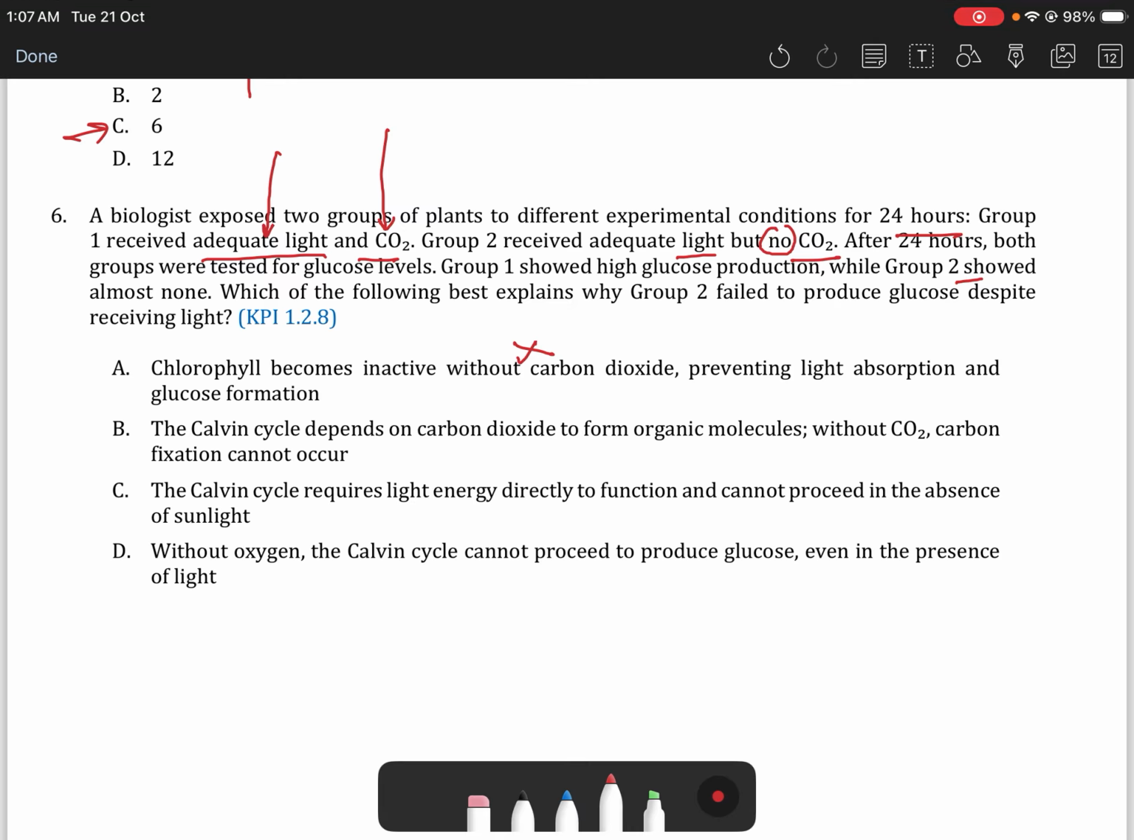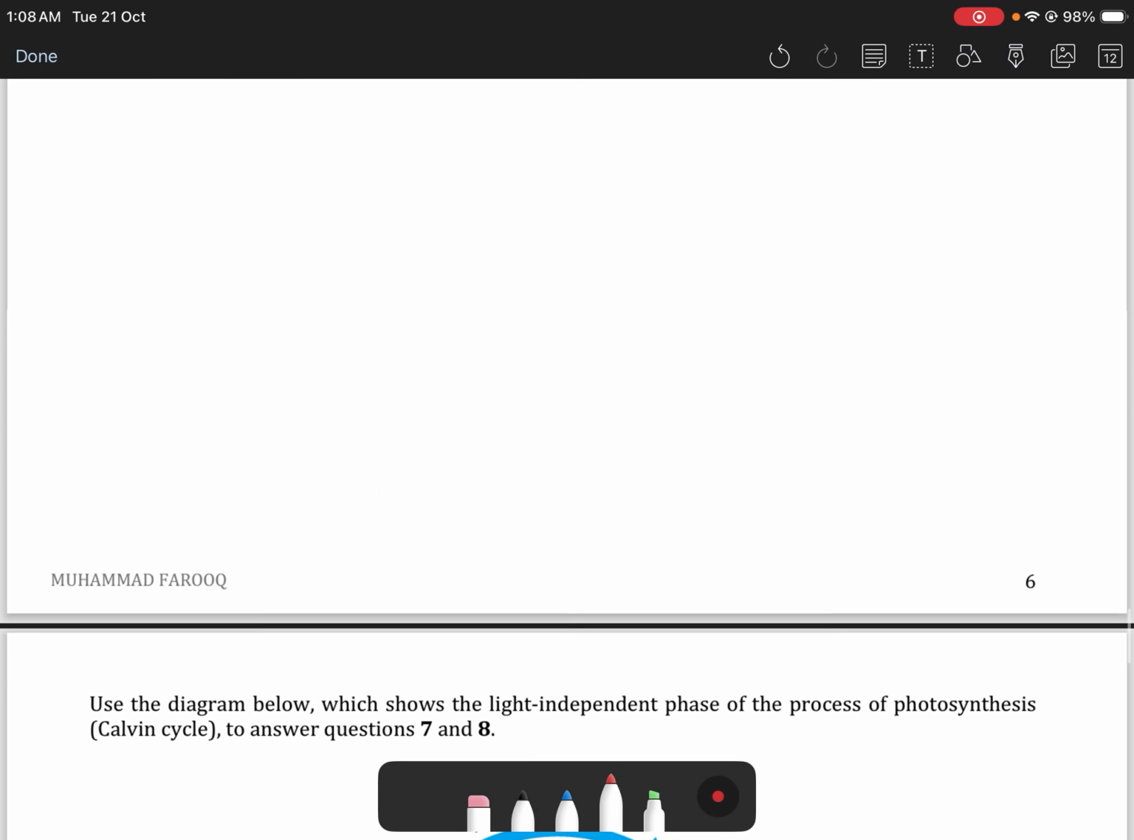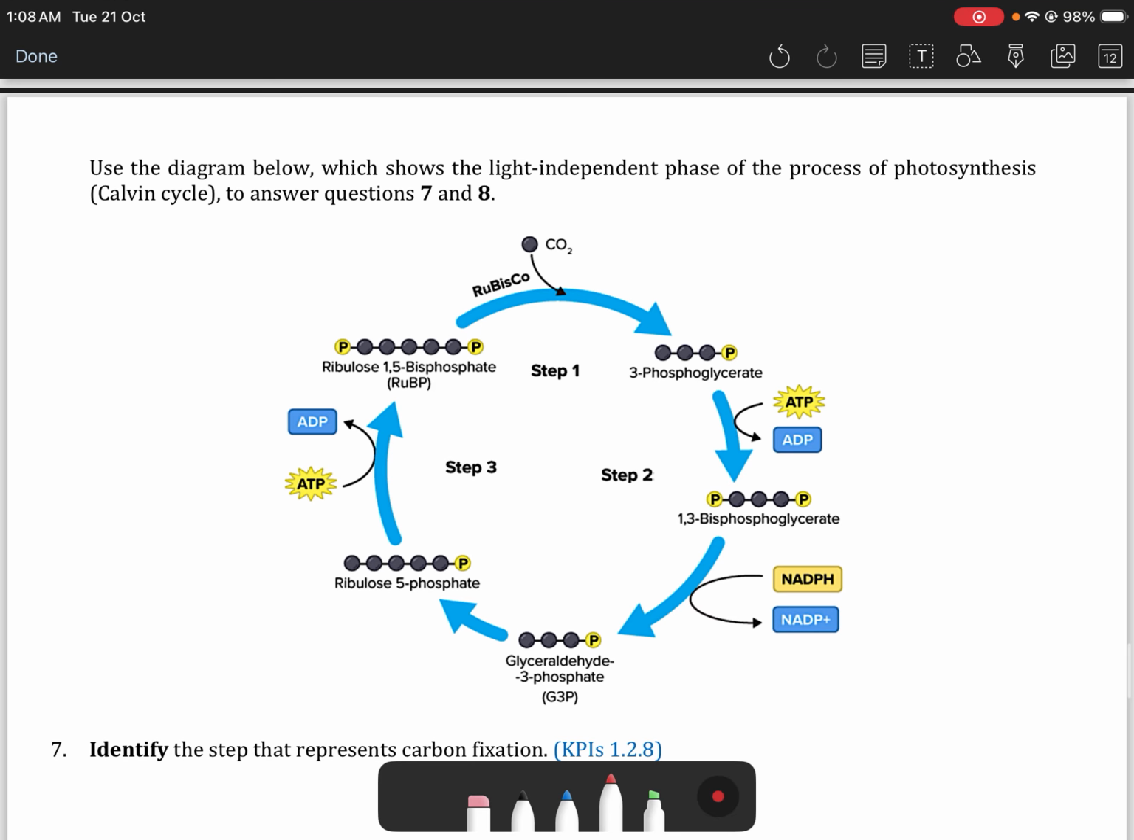No. The Calvin cycle depends on the carbon dioxide. Yes. To form organic molecule. Yes, that is the glucose. Without CO2, carbon fixation does not occur. True. The Calvin cycle requires light. No. Without oxygen, the Calvin cycle, we don't need oxygen for the Calvin cycle. So all other are related mostly to the light independent reaction.